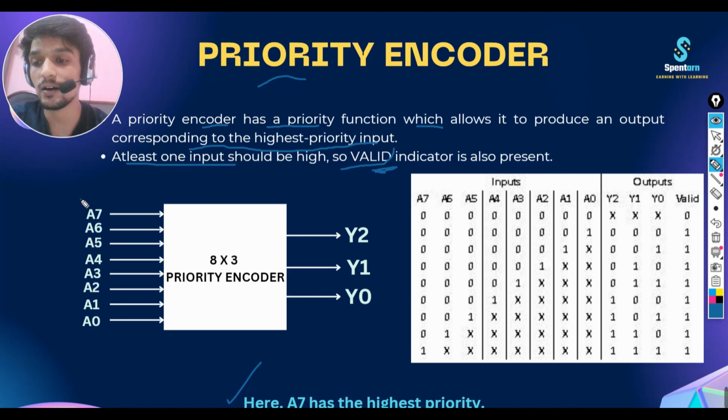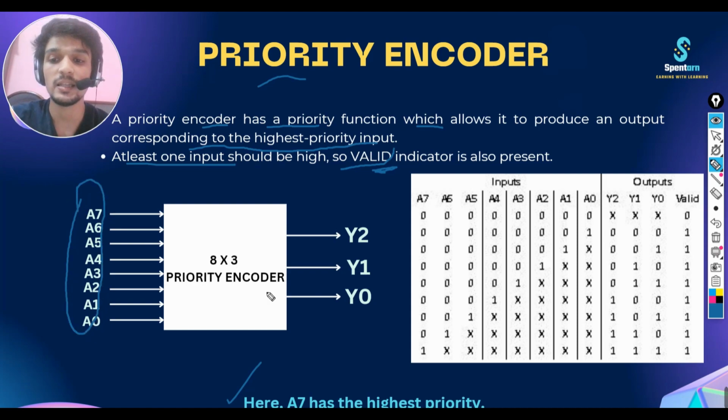So here we have used an 8x3 priority encoder. You all know that in the previous slide we already saw how to determine the number of inputs and outputs, that is 2 to the power n by n. Here n is 3, so the input would be 8, 2 to the power 3. So we will be using an 8x3 priority encoder. Here we have 8 inputs and 3 outputs, y0, y1, y2. We write down a7, a6, a5, a4, a3, a2, a1, a0, right? Now let's take an example.